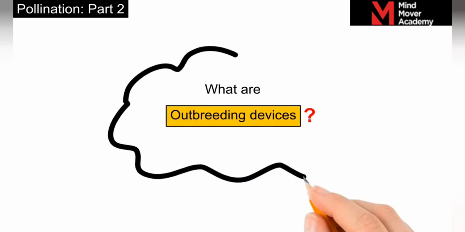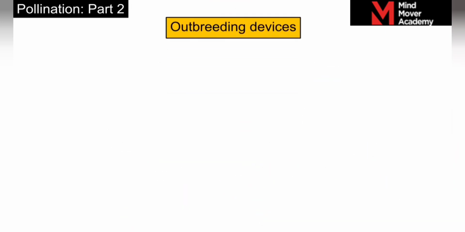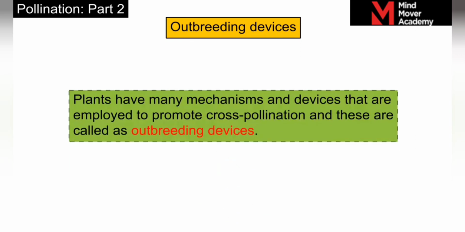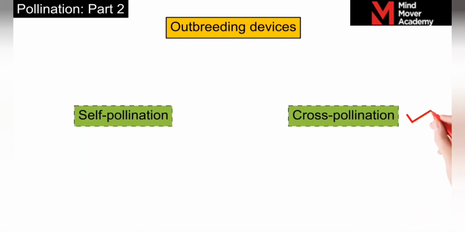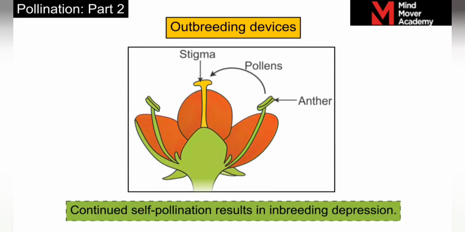So, what are outbreeding devices? Well, plants have many mechanisms and devices that are employed to promote cross-pollination, and these are called outbreeding devices. These devices discourage self-pollination and encourage cross-pollination. But why? What is the reason behind it? Well, this is because continued self-pollination results in inbreeding depression. That is, the decrease or loss of fitness and strength, which is mainly caused due to inbreeding.